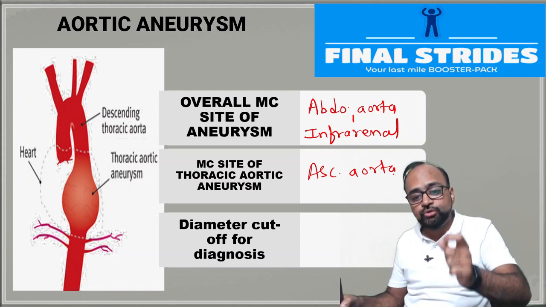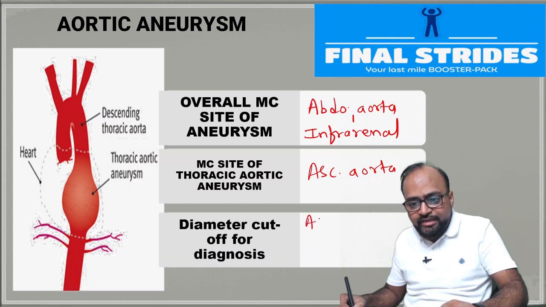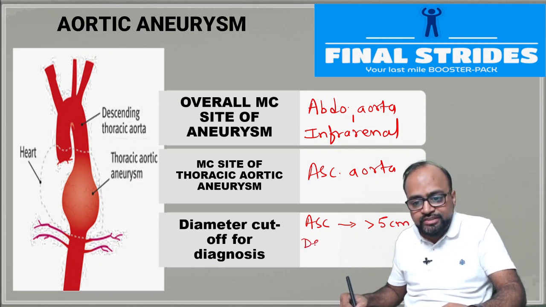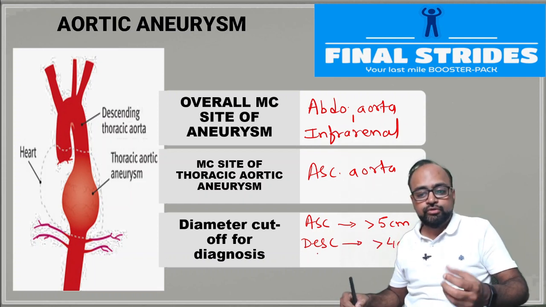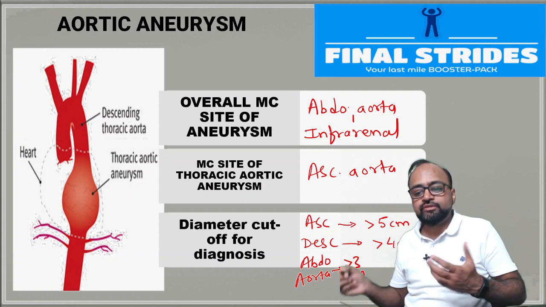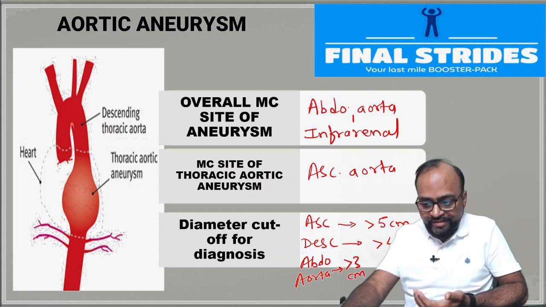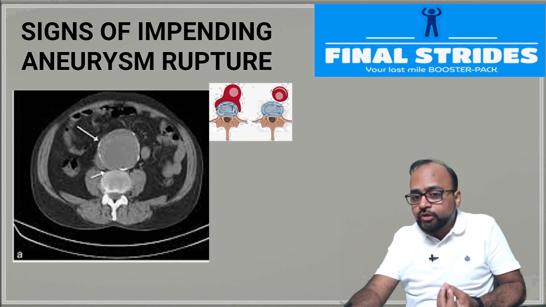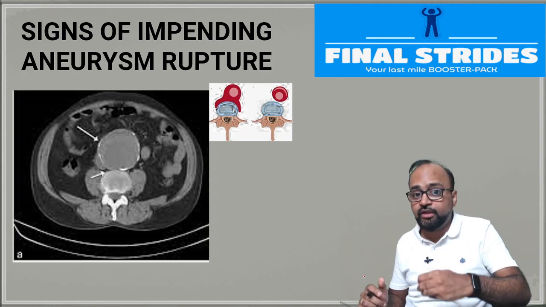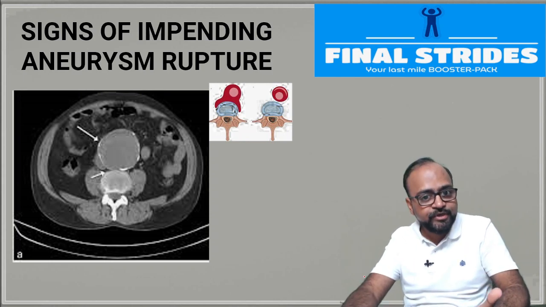But if you use absolute cutoffs, then for the ascending aortic aneurysm, the cutoff is more than 5 centimeter diameter of the ascending aorta. For the descending thoracic aorta, a diameter more than 4 centimeter is considered to be aortic aneurysm, and for the abdominal aorta, a diameter more than 3 centimeter is considered to be aneurysm. So these are absolute threshold values. Okay. Now very important, your examiner may ask you what are the signs of impending aneurysm rupture, because that is where the management becomes very emergent, right? It becomes an emergent management in those cases.